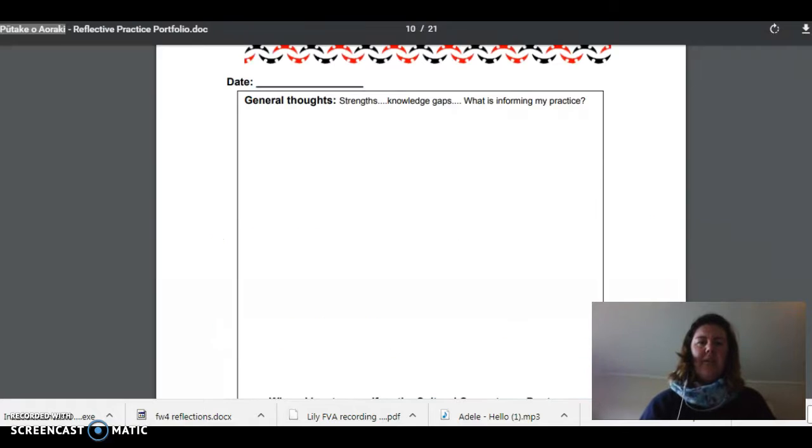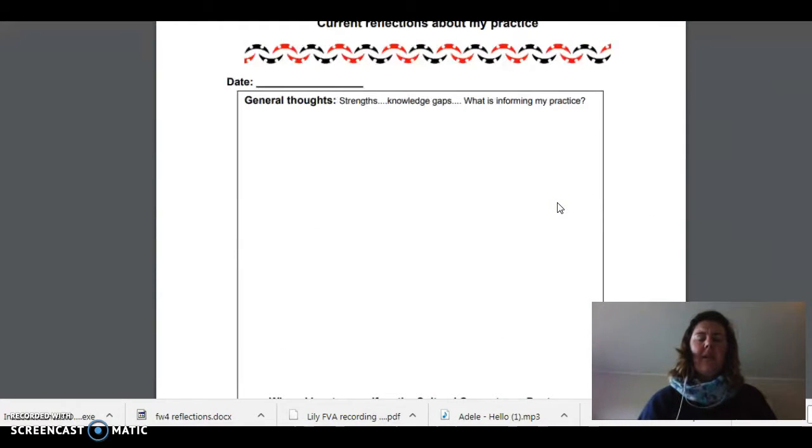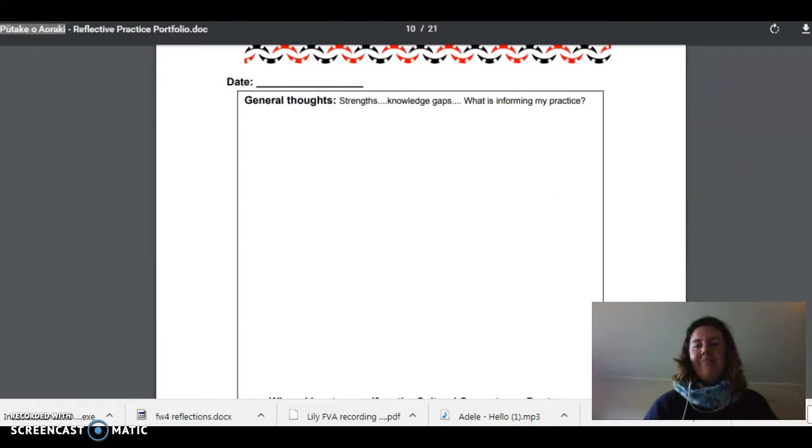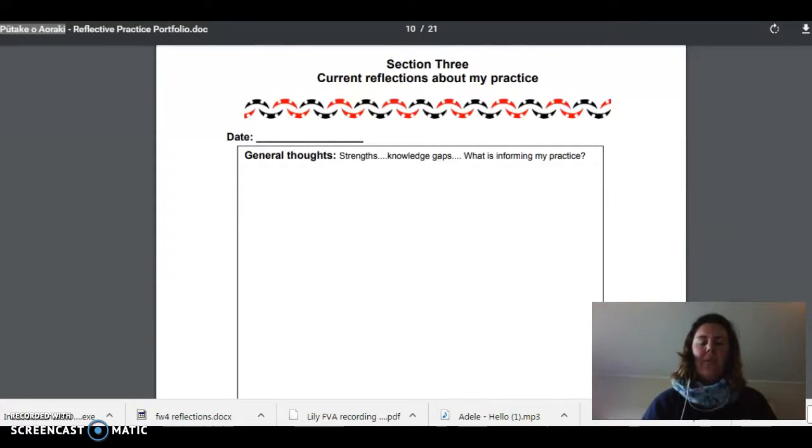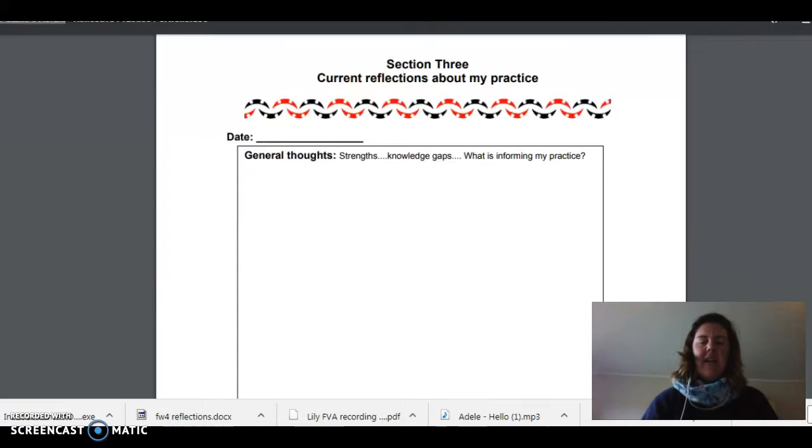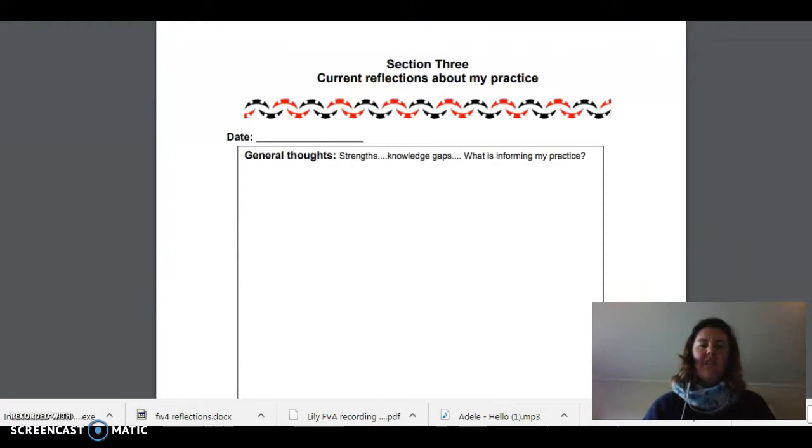So now I'll just take you over to the other page, which is called Te Putake o Aureki. Excuse my pronunciation. And this one is a cultural reflection, and it starts with general reflections, strengths, knowledge gaps, what is informing my practice.